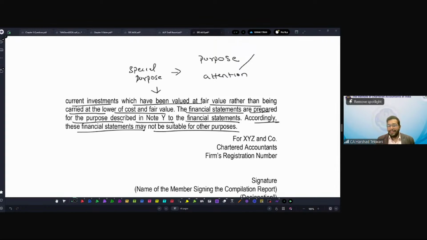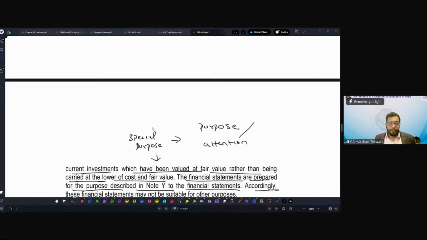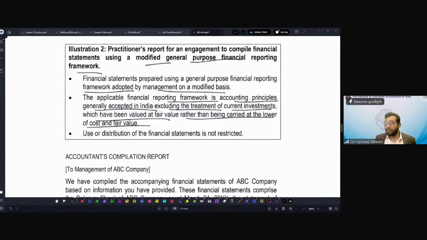When I say review conclusions, it can be limited assurance. That's why, limited review conclusions kind of. We will see limited assurance when we discuss that chapter. So this was with respect to special purpose framework.